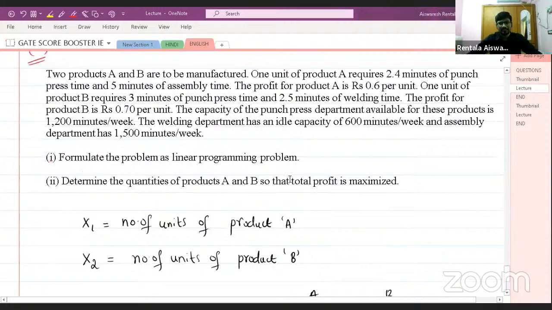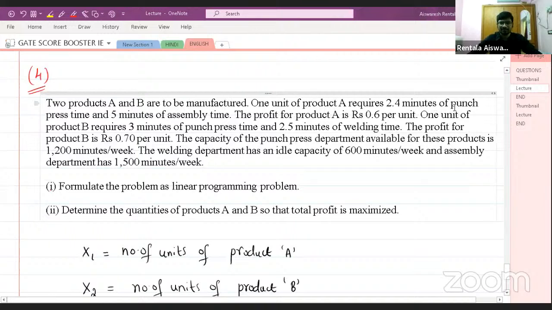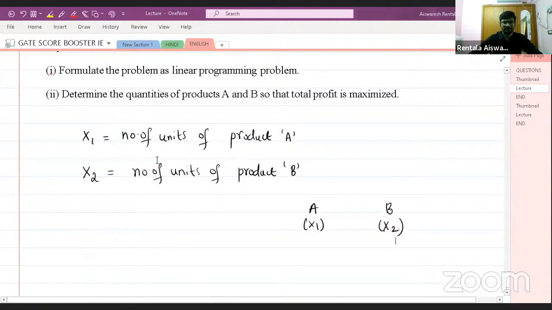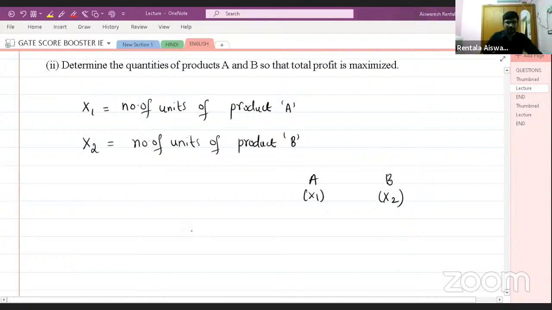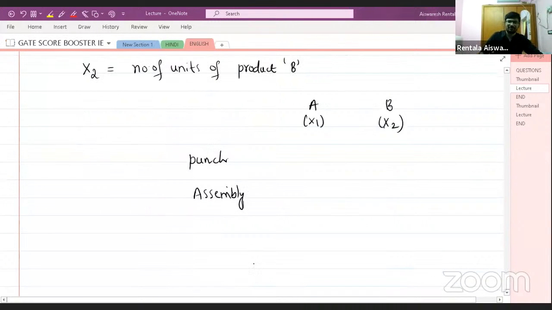Now let us see the different things they have given: punch press time, assembly time, and welding time. Let me write them over here. So it is punch press time, welding time, or I think assembly, I'll write first. Let me write assembly because for the first product these two are given. So punch press time, assembly time, and welding time.